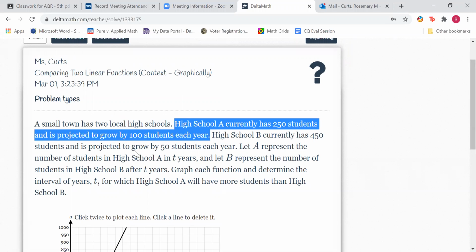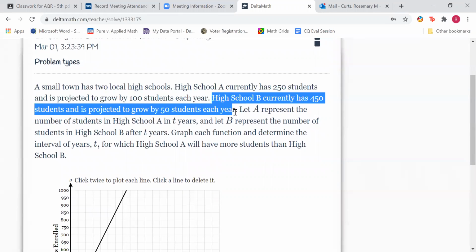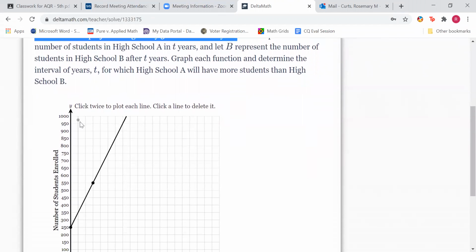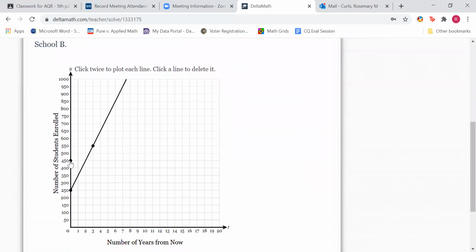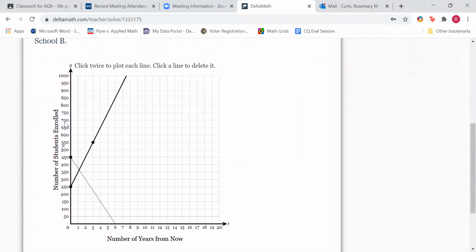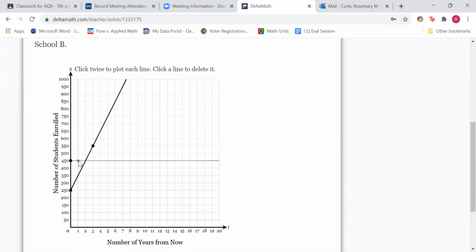Any questions thus far? That's what that line represents. So the second line, High School B starts at 450 and grows by 50 each year. So it starts out with more, but then it's growing slower. So it starts out with 450 and then each year grows by 50. So after 1 year, it goes up by 50 from 450 to 500. After 2 years, another 50. 3 years, another 50. Etc.